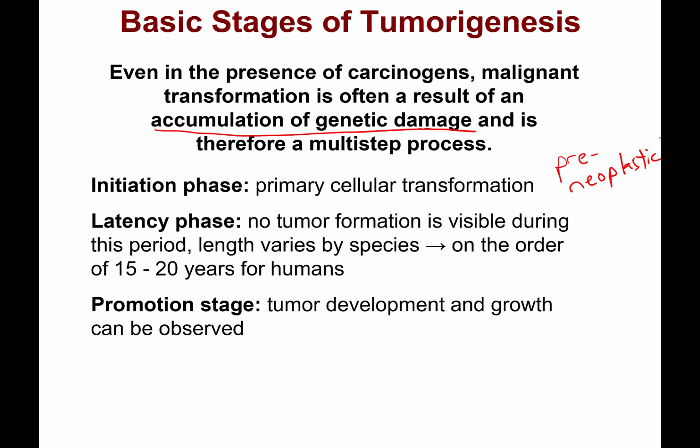This phase is followed by a latency phase, where there's no visible tumor formation, and this can last for many, many years, so on the order of 15 to 20 years for humans. And then finally, we have the promotion stage, where you actually get tumor development and growth, and it can be visually observed.